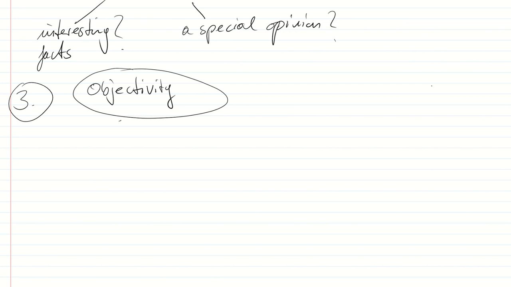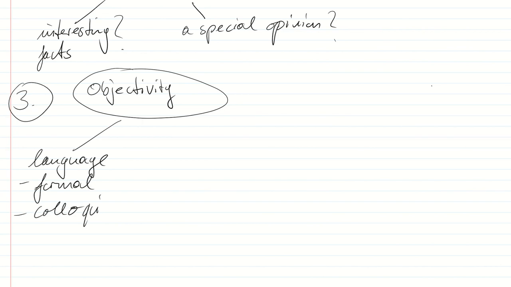However, if we want to discuss objectivity in a text, if you want to analyze it, you have to have a look at the language. So, is the language formal? Is the language colloquial? Or are there any phrases that express opinions?